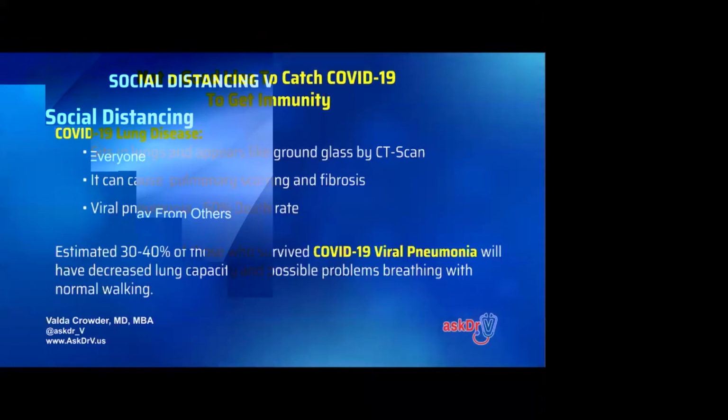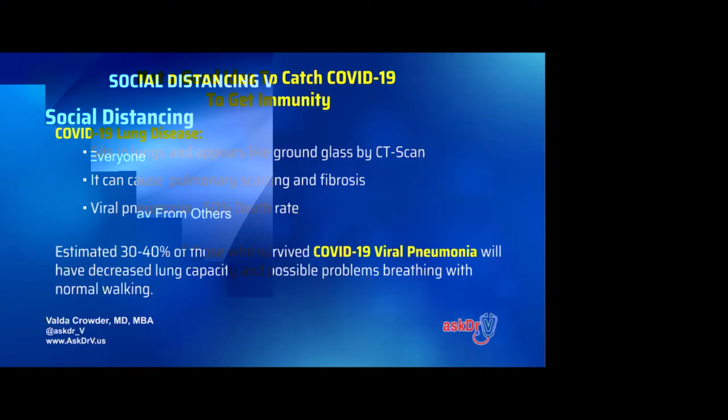Some people have said, well, why don't I just go ahead and catch it and get immunity? Well, it's not particularly a good idea. One is that this disease causes pulmonary scarring and pulmonary fibrosis. So the viral pneumonia has a 50% death rate, and that's what the people that are actually dying of this disease are dying of.